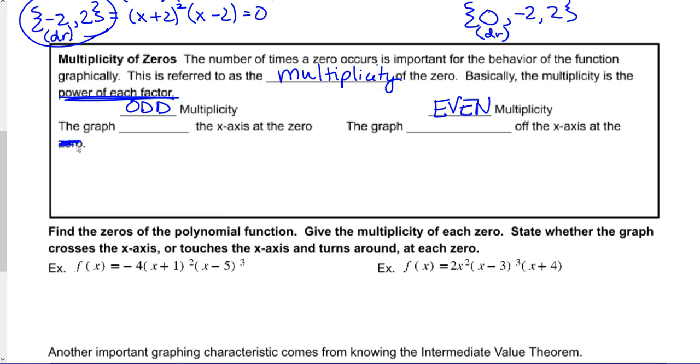And let's see, I need to cross that 0 out. It needs to come over here. Little editing problem, sorry.